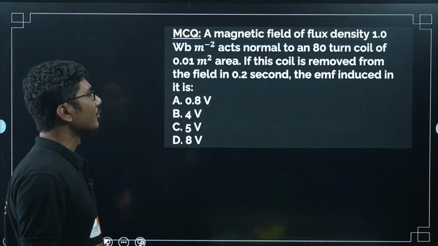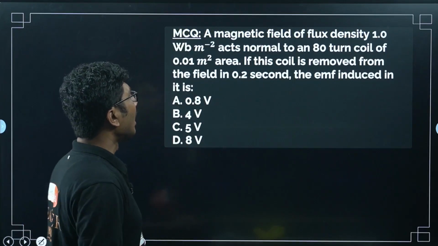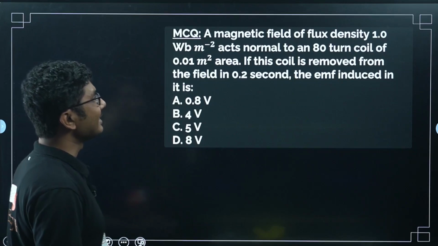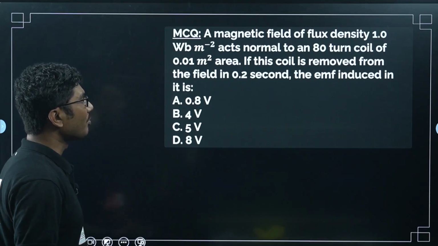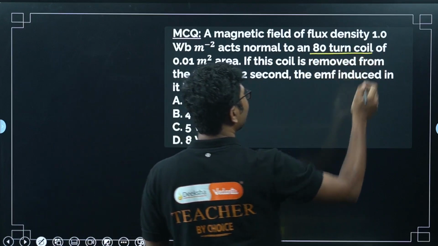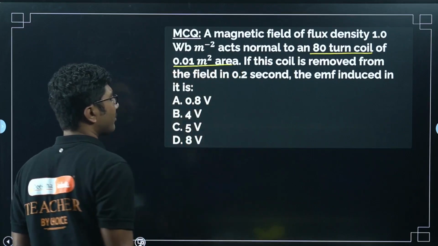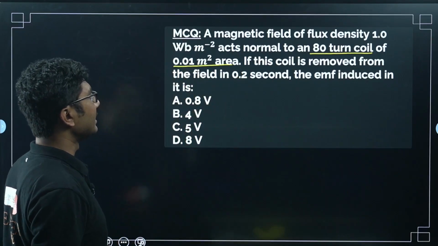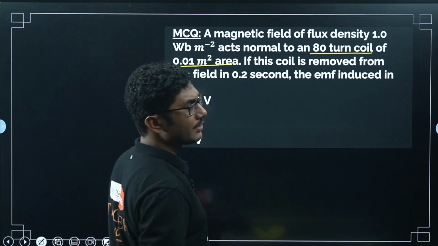Now let's look into one problem based on previous year questions. A magnetic field of flux density 1.0 Weber per meter square acts normal to an 80 turn coil of area 0.01 meter square. This coil is removed from the field in 2 seconds. Find the EMF induced.